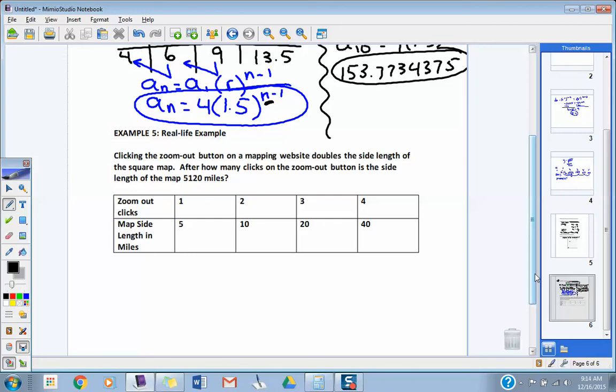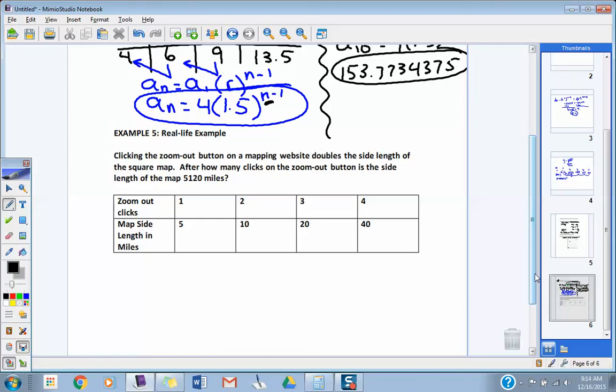5,120. Very good. So you guys have all done this before. We do this in decimals all the time. We keep zooming out, right? And things get bigger and bigger for us. So here's the situation in this, guys. It says by clicking that zoom out button on a map, we have to find the number of clicks it's going to take to get us to 5,120 miles. So guys, on a map, if I click one time, what's the length of the map that we see?